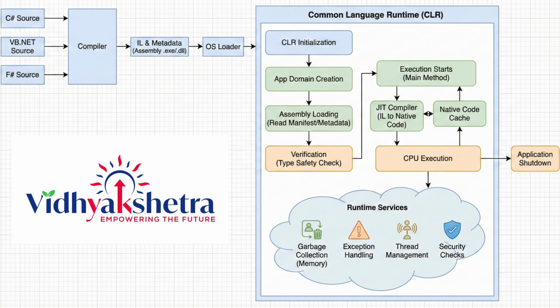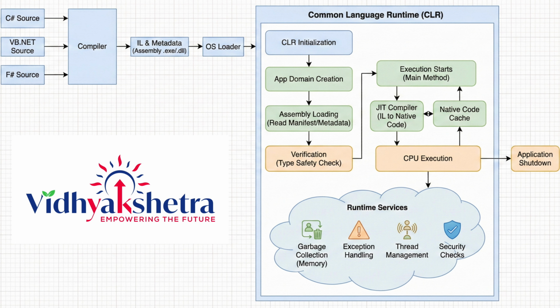After assemblies are loaded, the CLR performs verification. Verification ensures that IL code is type-safe and follows the rules defined by the common type system. This step prevents illegal operations such as accessing invalid memory or performing unsafe casts. Verification is one of the reasons managed code is considered secure and stable. Once verification is complete, the application is ready to execute managed code.